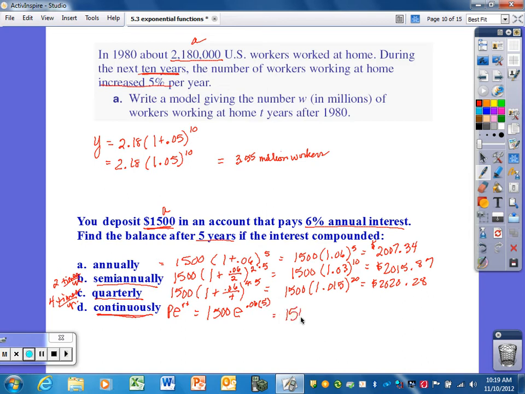So this is actually 1,500 e to the 0.3. And I get $2,024.79.